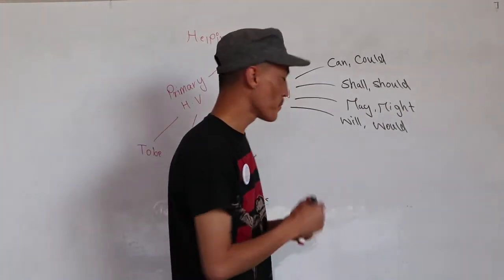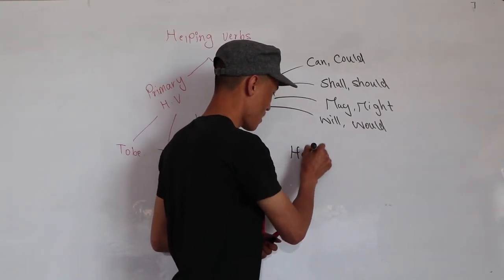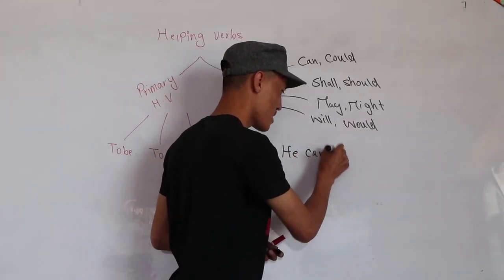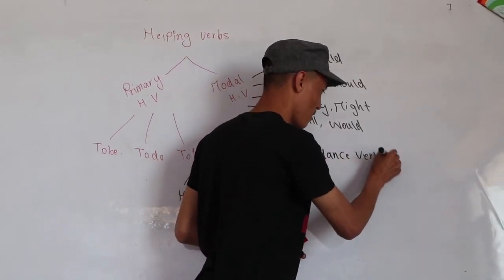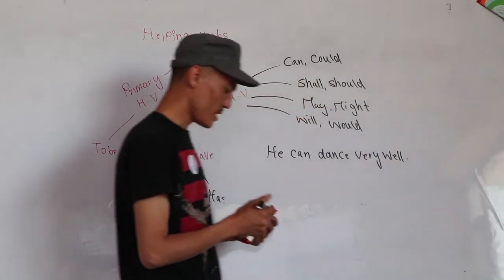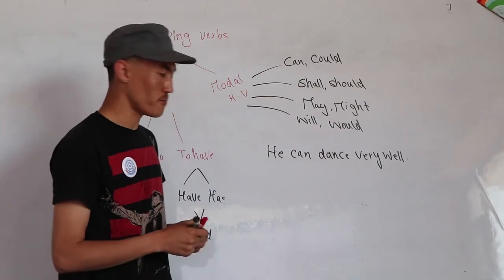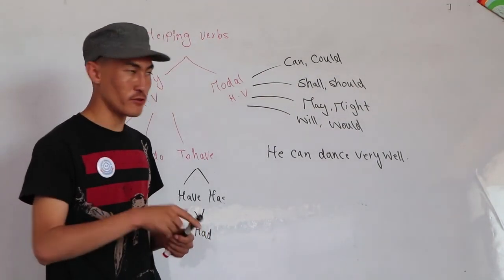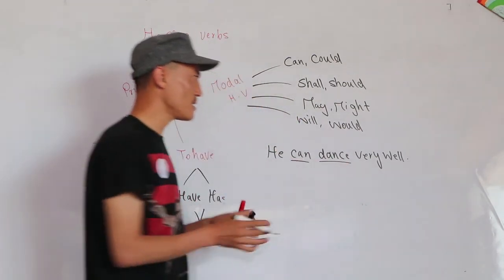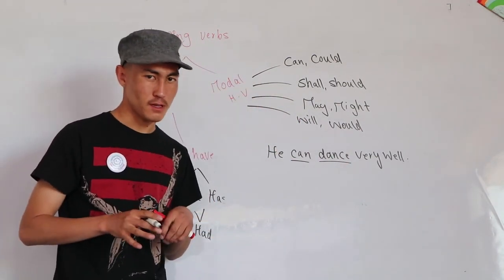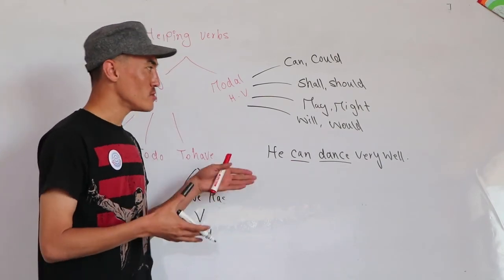Look, modal helping verbs are used to change the mood of the main verb in a sentence. As an example, he can dance very well. Look in here, it has changed the mode of the main verb. Where is our main verb? Our main verb is dance. And can is a modal helping verb. It has changed the mode of this one. It means in here it shows the ability.